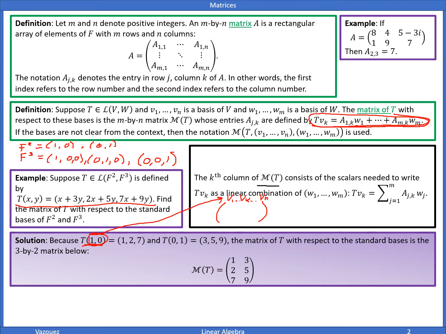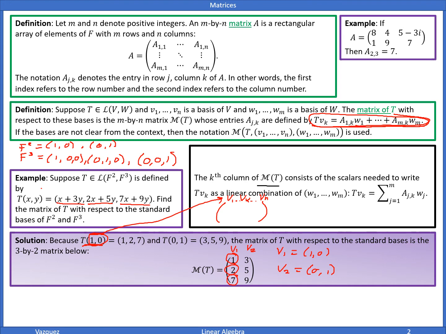So what does that map to? Well, we plug in 1 for x and 0 for y into this here, right? That's what our linear transformation is doing. So first component, 1 plus 0, because 3 times 0 is 0. So first component is 1, right? This is V1, this is V2, in which case V1 is equal to (1, 0), and V2 is equal to (0, 1). So second component of the first column, 1 times 2 is 2, plus 5 times 0, which is 0, so 2 plus 0 is 2. 7x plus 9y, we plug in 1 for x, 0 for y, we get 7.